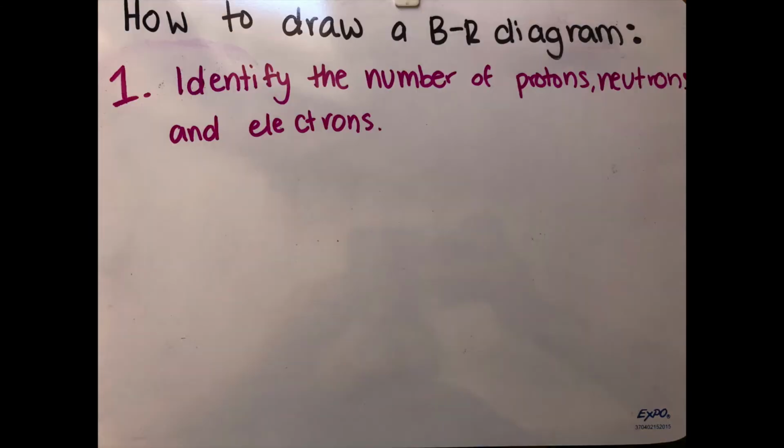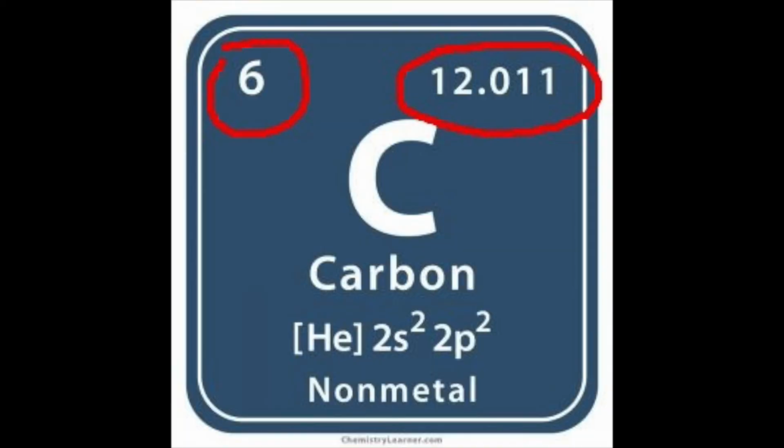The first step is to find out the number of protons, neutrons, and electrons in the element. For example, in carbon, we can see that the atomic number, which is at the top left, is 6. This tells us that there are 6 protons and 6 electrons. Now, if we look at the top right, we can see that the atomic mass is 12. So this means that the number of protons and neutrons added together is 12. Since we know that the total mass is 12 and there's 6 protons, we can do 12 minus 6 and figure out that the number of neutrons is also 6.